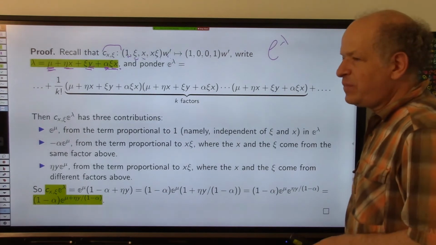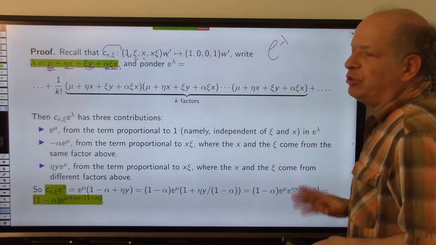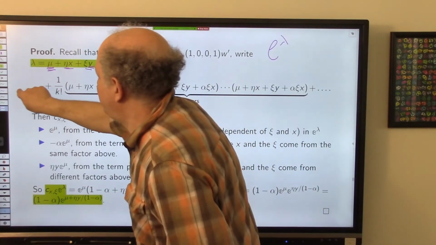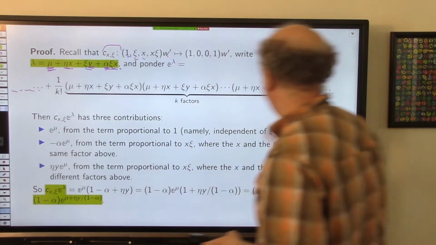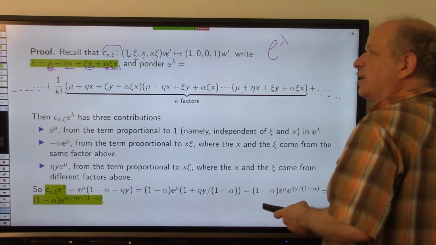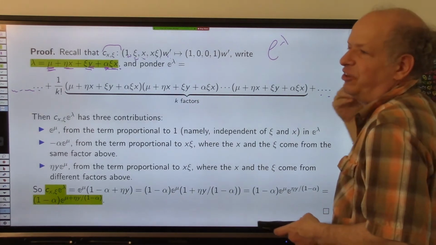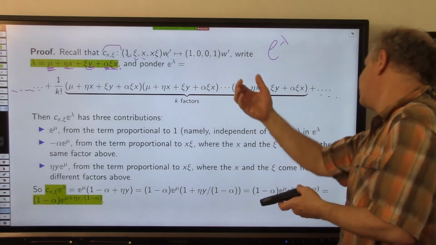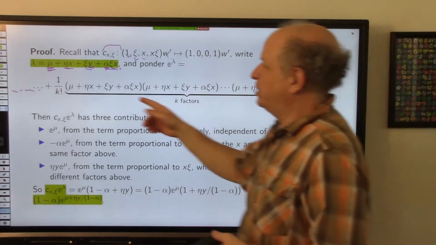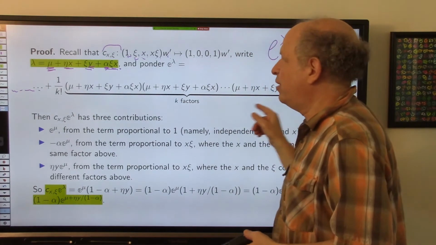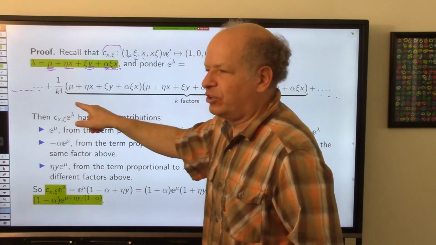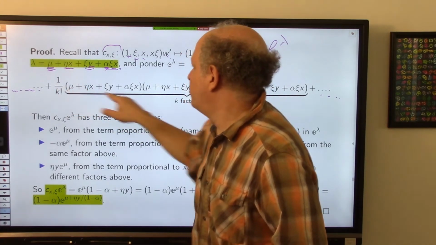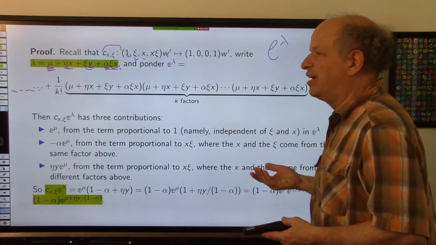Okay? And then I ponder e to the lambda. What's e to the lambda? So e to the lambda is a big sum that starts far on the left and continues into the infinite right. Actually not infinite, finite, because we are in an exterior algebra, but it continues far to the right. But the kth term is 1 over k factorial times, well, basically lambda multiplied by itself k times.